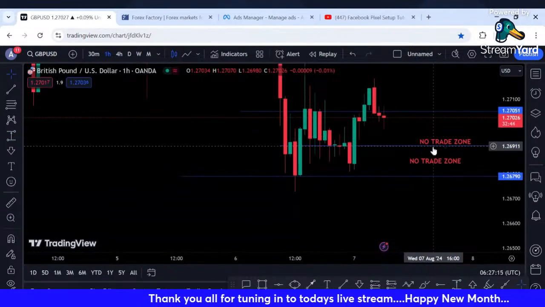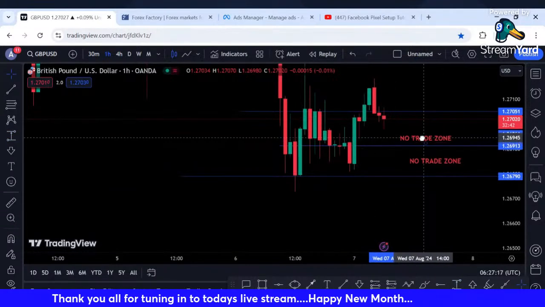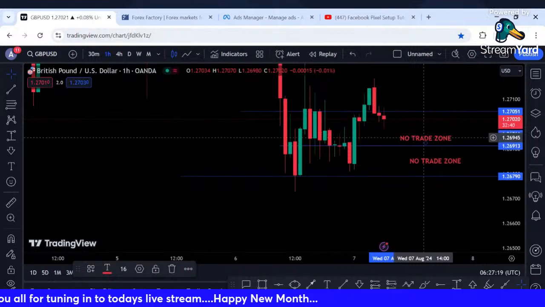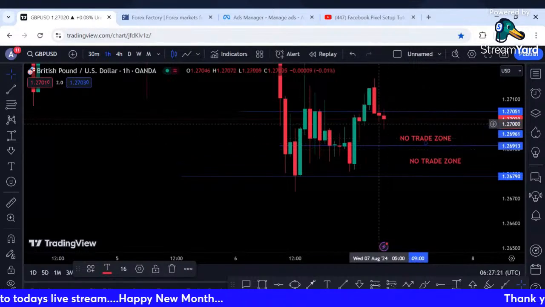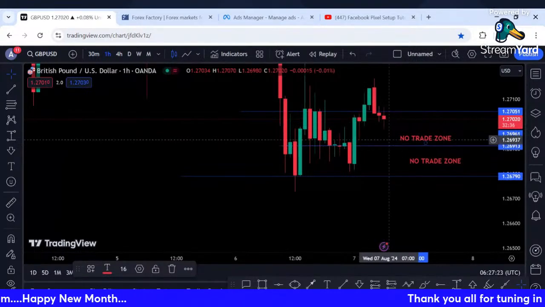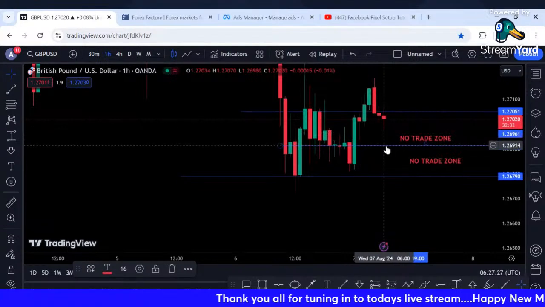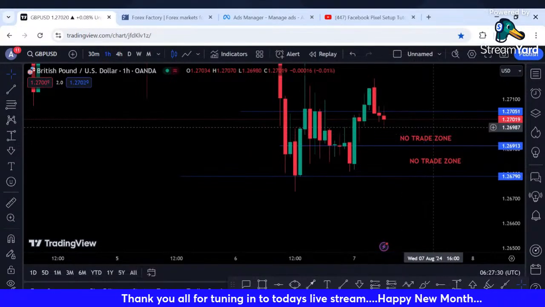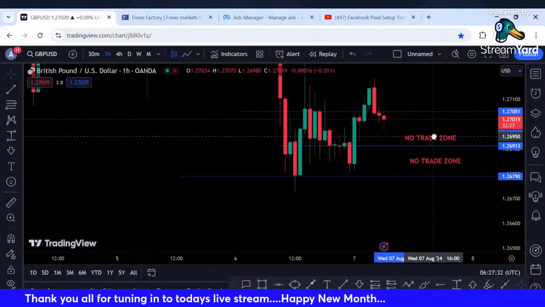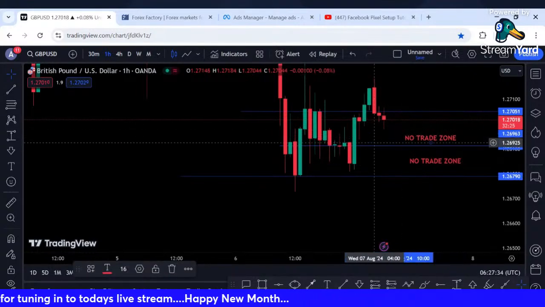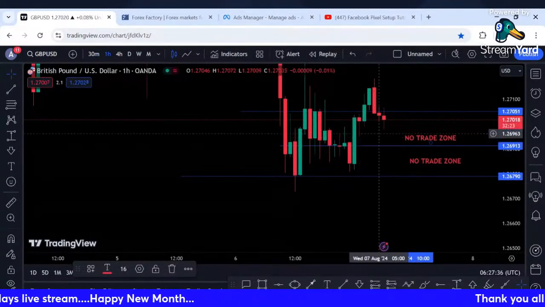So the reason I said no trade zone is because of these reasons I've laid out. I said it's because the range is very small. The brokers are going to take commission. If they take commission, the trade is not going to reach your take profit exactly. So I have noticed all these things now. That's why I'm not going to take a trade over here.